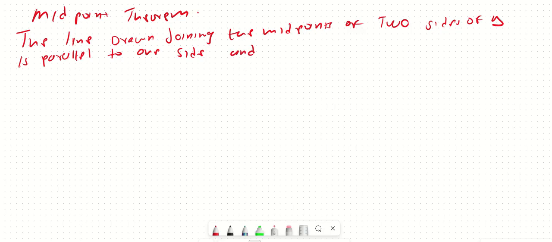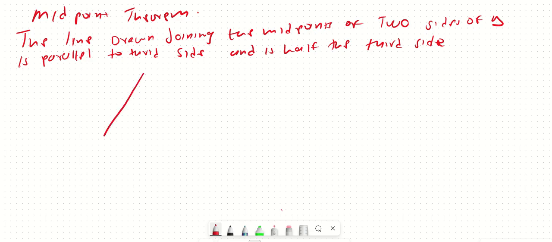and it's parallel to the third side, not one side, it's parallel to the third side, and it's half the third side. So it's called the midpoint theorem. So the line joining midpoints of the two sides of the triangle is parallel to the third side, and it's half that.